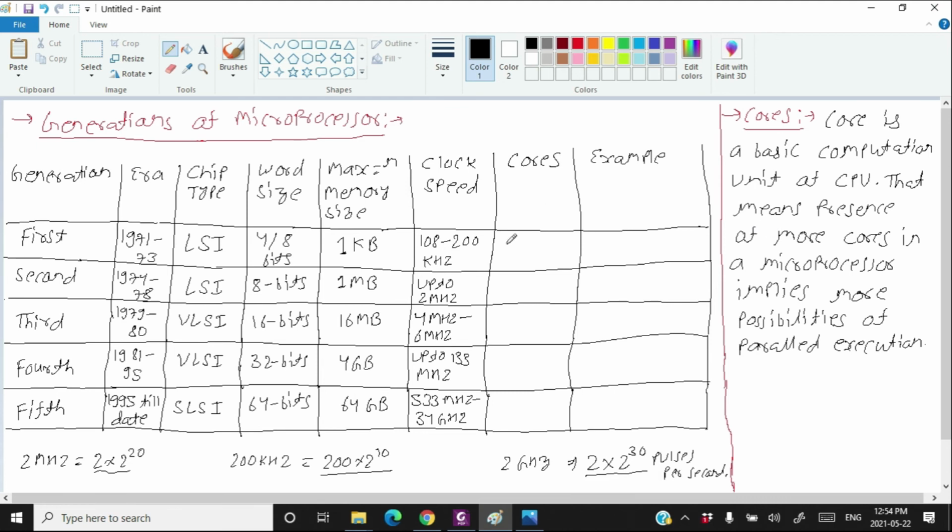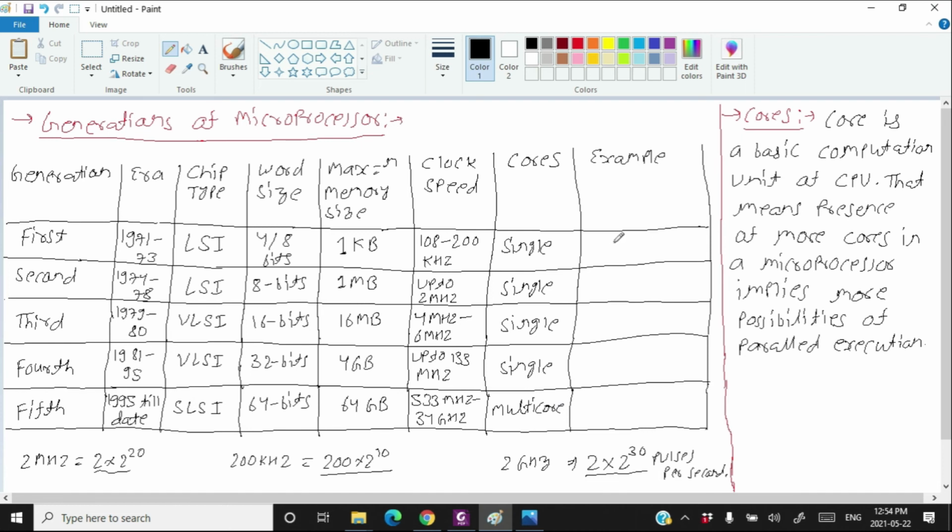We had single core CPUs, or single core microprocessors, up to the fourth generation. But in the fifth generation, we got multi-core, like dual core, quad core, octa core, etc.